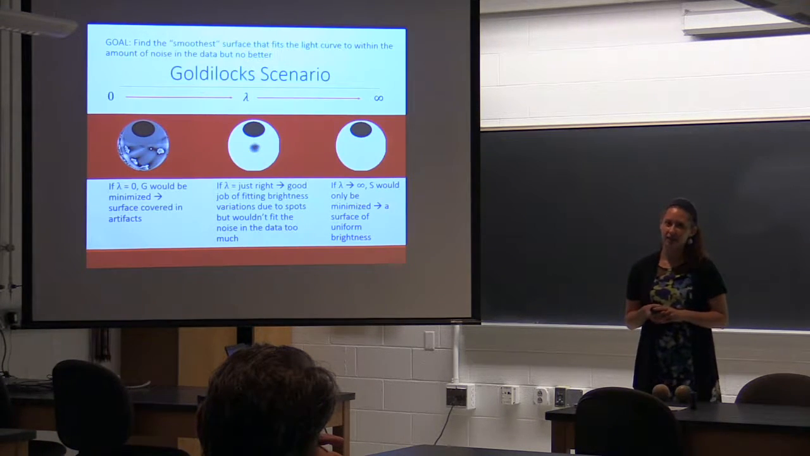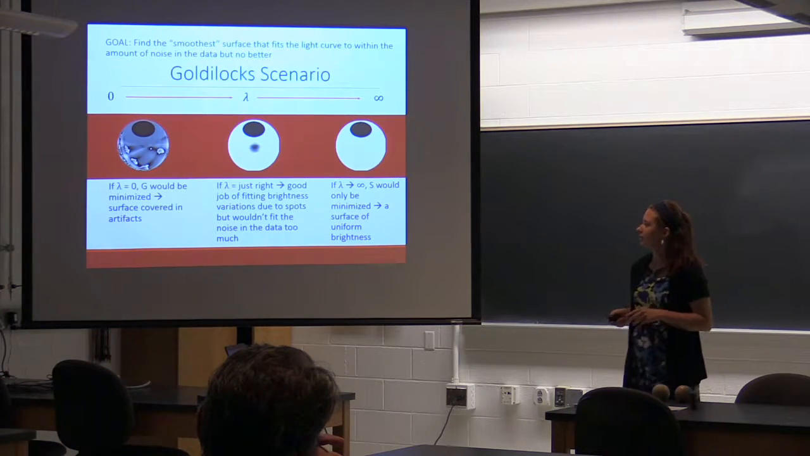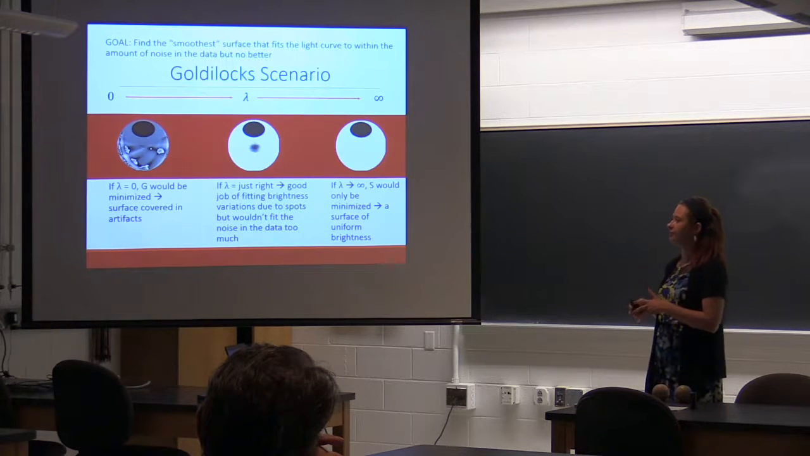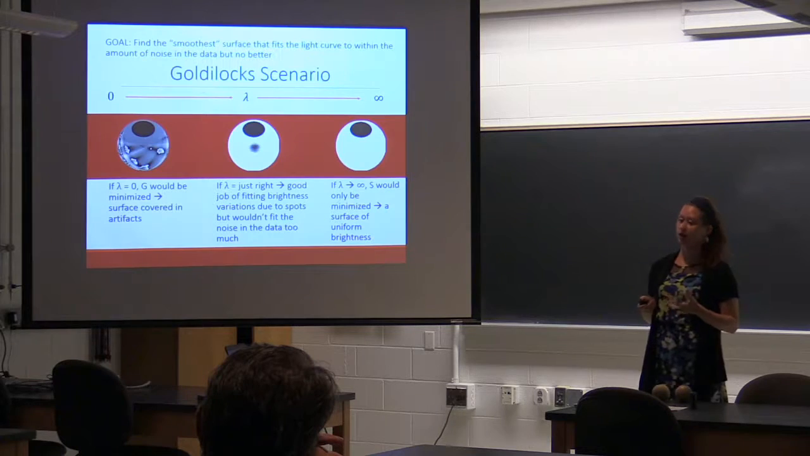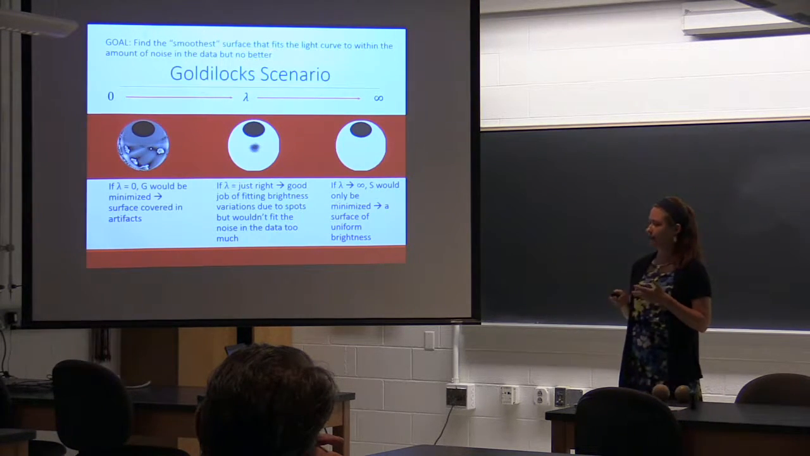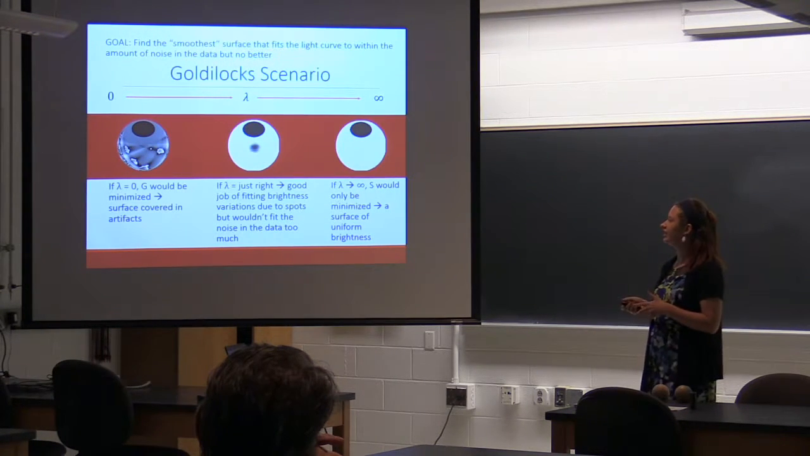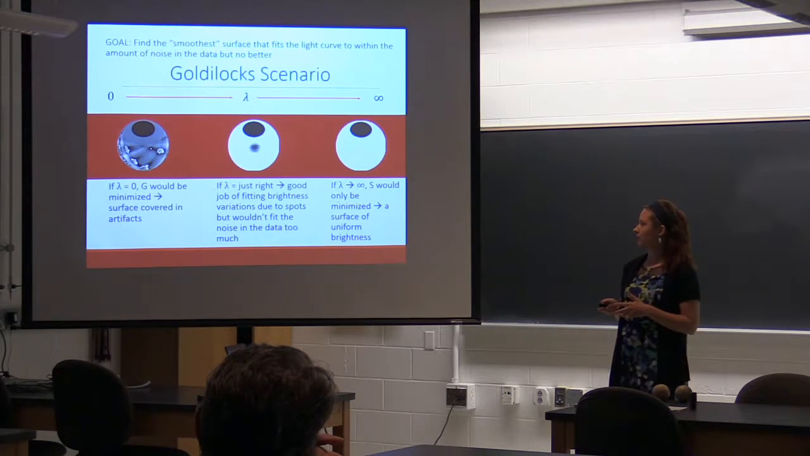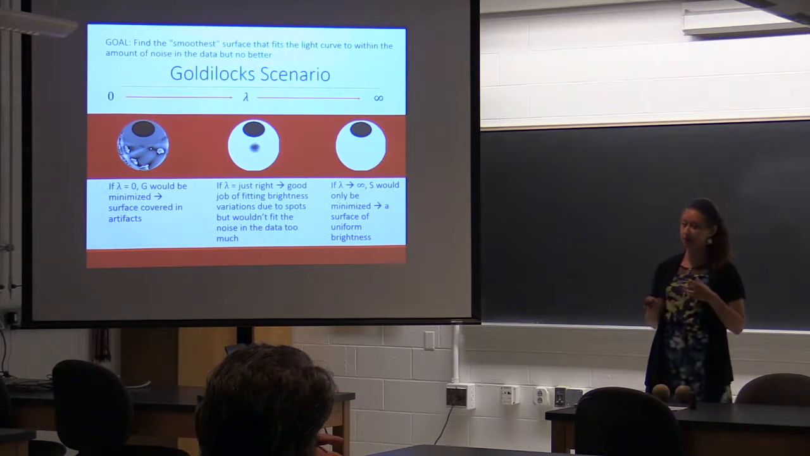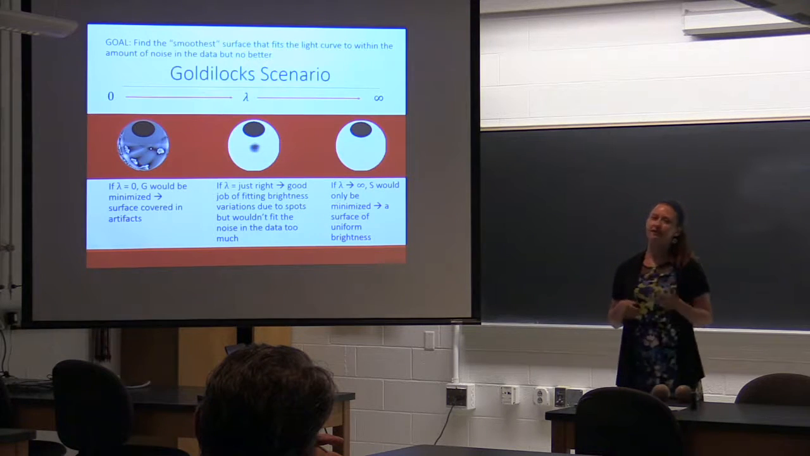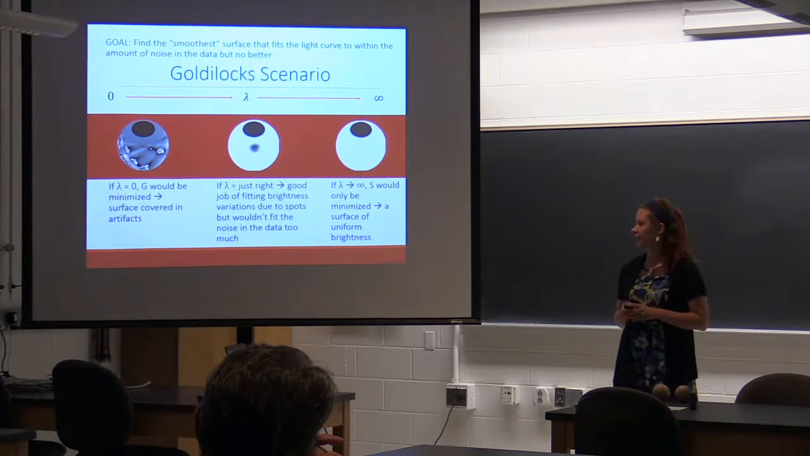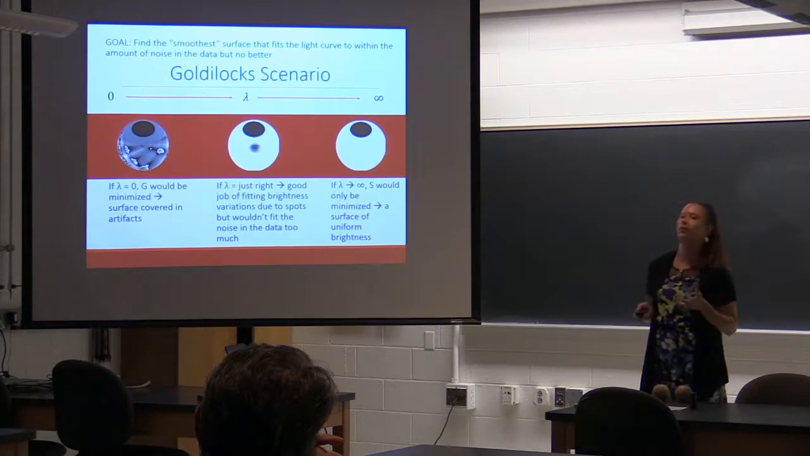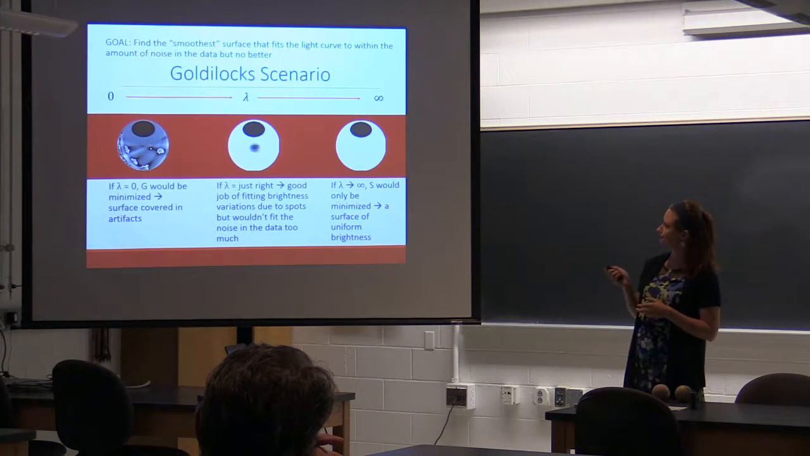And how we do this is by varying lambda. If we give lambda a value near 0, then G would be minimized. However, the surface would be covered in artifacts and it would be too rough. If we give lambda a value that's near infinity, then S would be minimized, so we would get a surface of uniform brightness, but it would be way too smooth. So we want a value of lambda that's just right, where it does a good job of fitting the brightness variations due to the spots, but wouldn't fit the noise in the data too much.